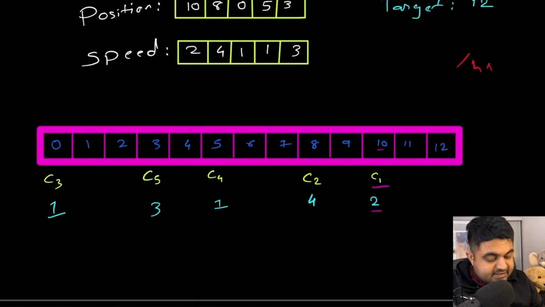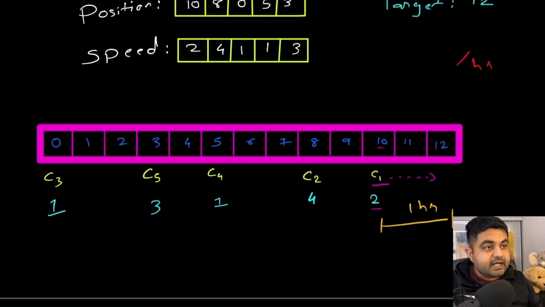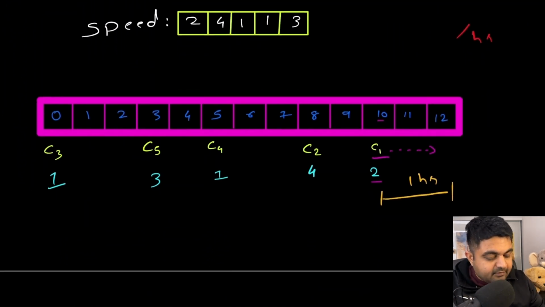We know that this C1 has to be the first car to reach the destination because it is the closest car to the destination. So in the first hour, this car is actually going to reach the destination, and it's going to take 1 hour. But during this 1 hour period, how do we come up with this 1 hour?